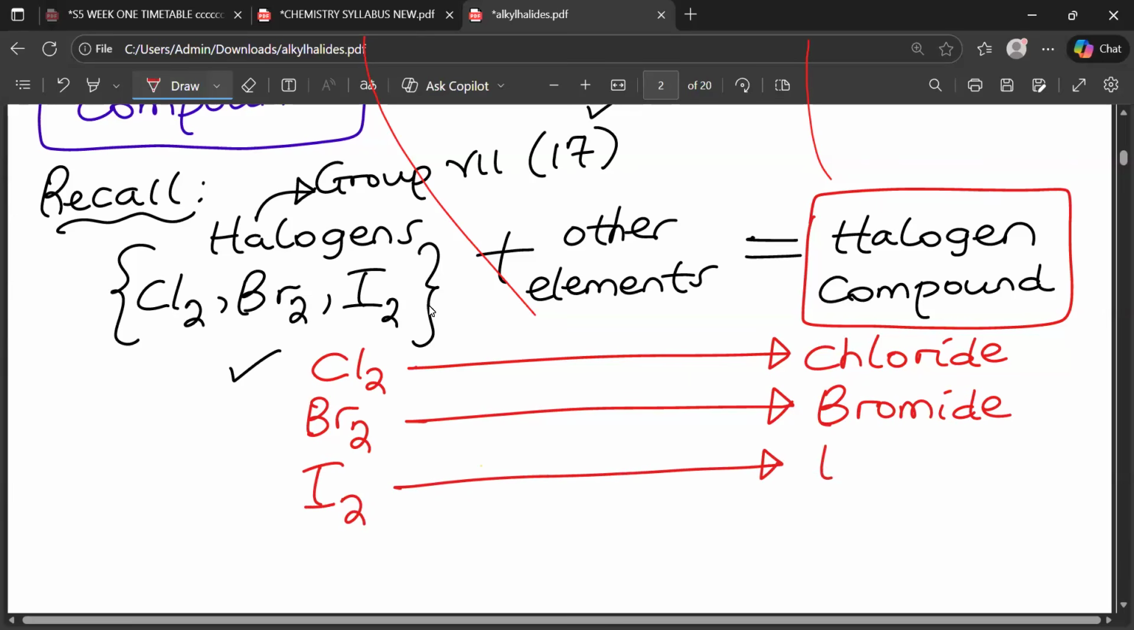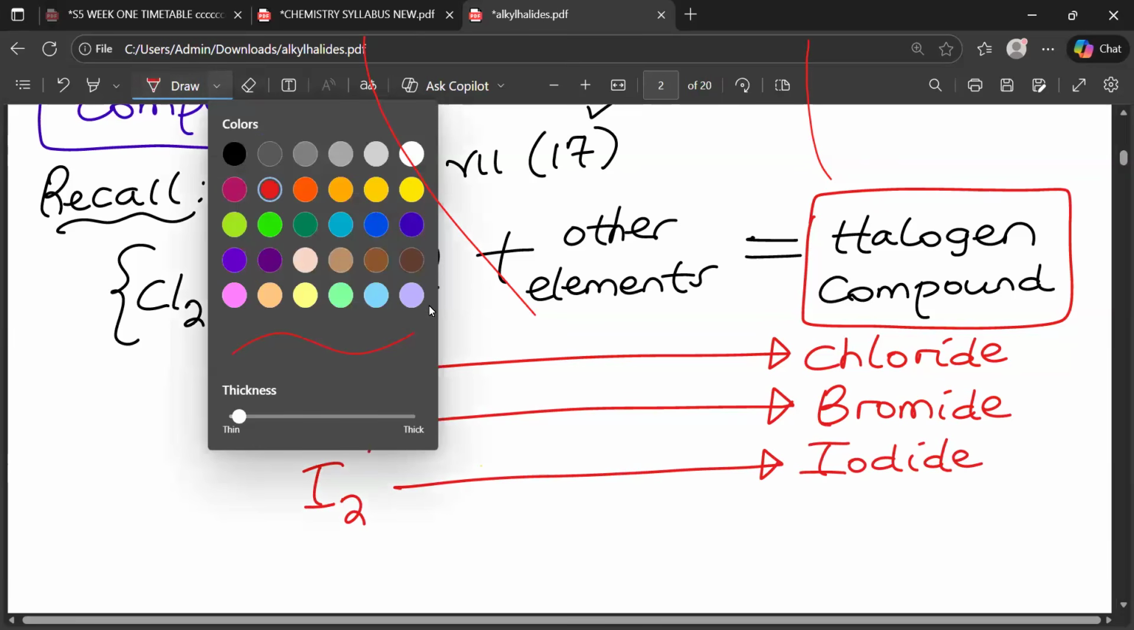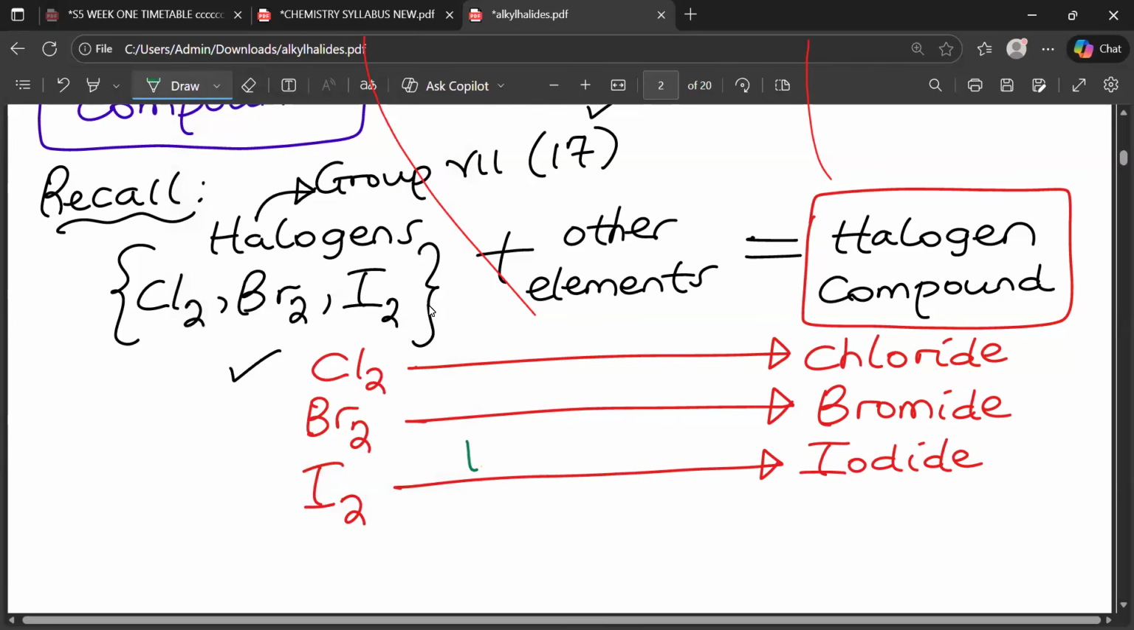If it's iodine reacting, the compound it's supposed to give us is cyanide. You get? So what are we really saying here? We are saying that when they react, that's what they form. Yes, form chloride, form bromide, and so on and so forth. Now, because of this, it is similar.